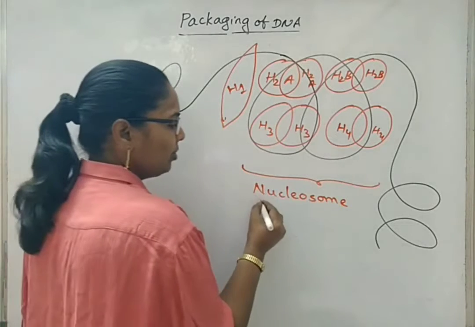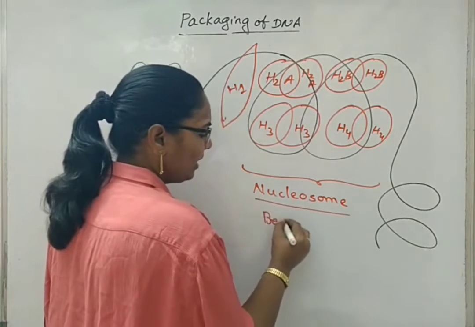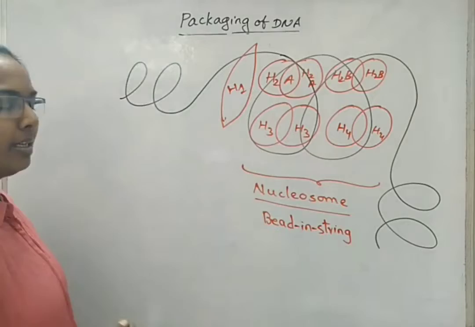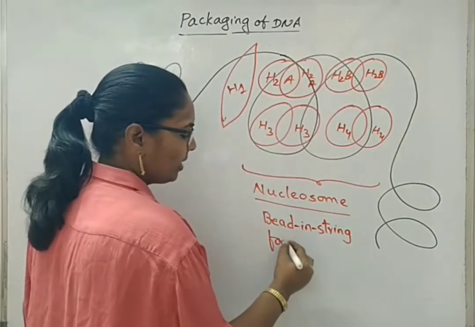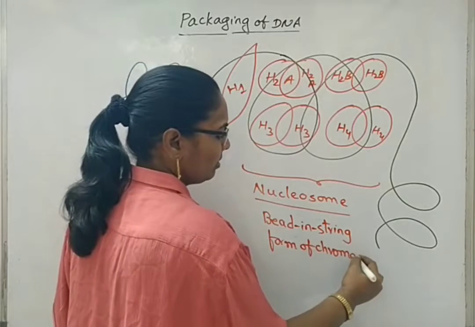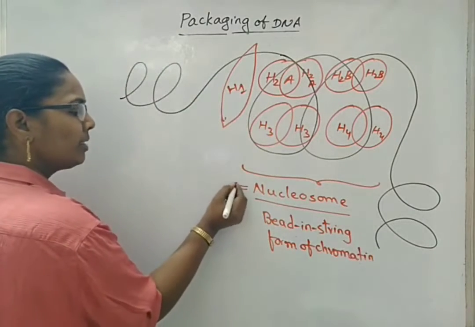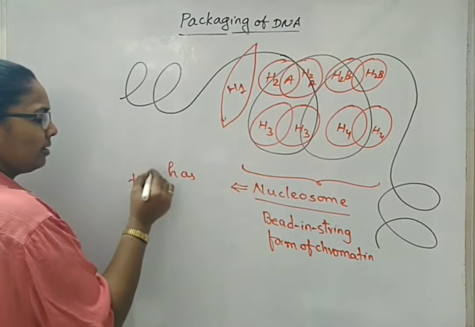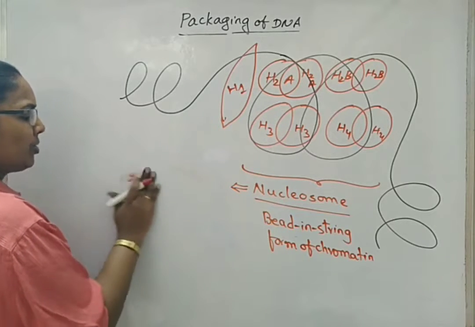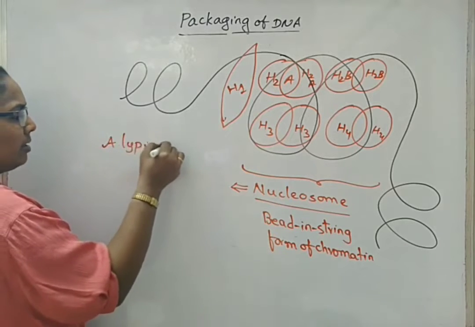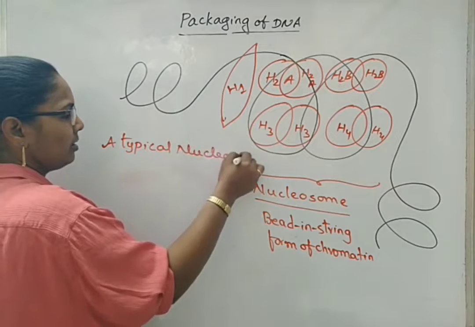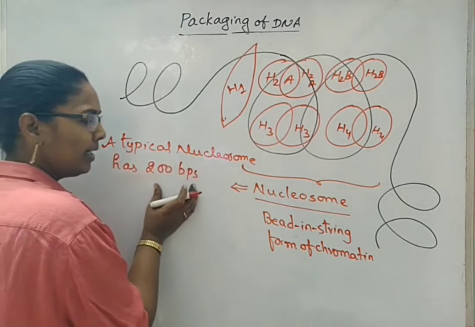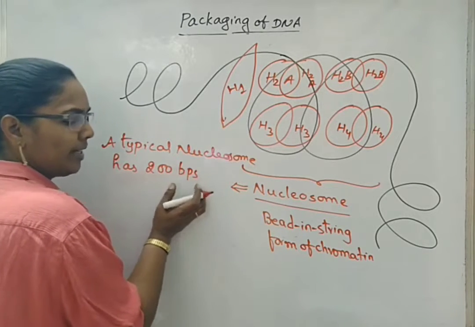Nucleosome. Now, nucleosome is also called as bead in string. We also call nucleosome with another term, that is bead in string form of chromatin. A nucleosome, typically in case of living organisms, we'll write, typical nucleosome has 200 base pairs. Means a typical length of a nucleosome can be considered with 200 base pairs.